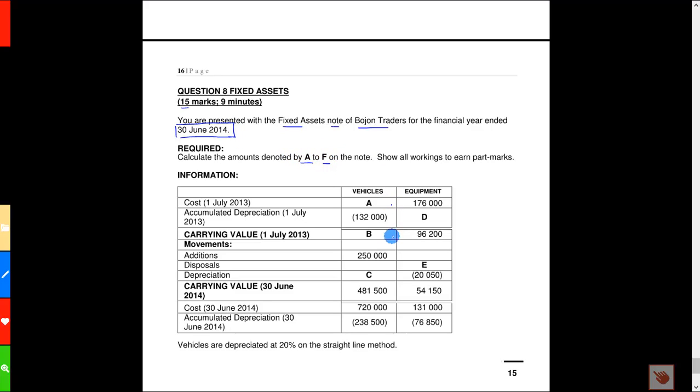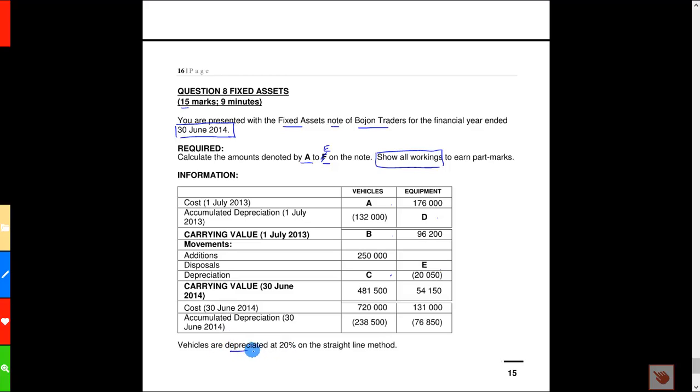So we've got a couple of missing amounts here and we need to calculate them. Actually, there's only up to E. That is for 15 marks, and they tell us to show all the workings. They don't even have to tell you that. Please always show all your workings so that you can get part marks.